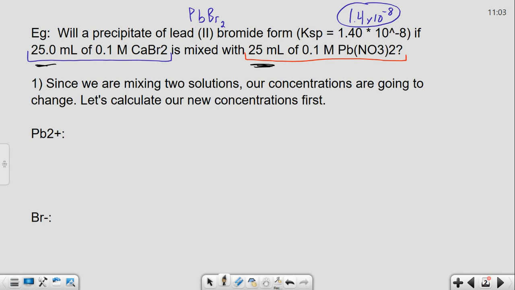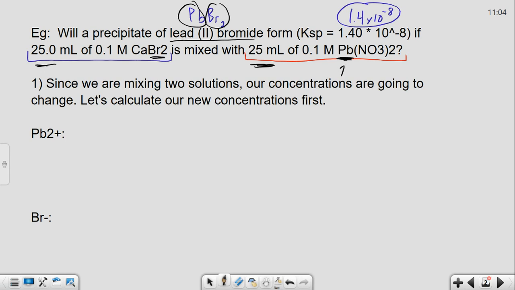So the only ions I care about are the lead 2 plus and the bromide. Those are the ones that I'm checking for. So I need to check my lead here and my bromine here. I can ignore the calcium and I can ignore the nitrate because they're not a common ion. They're going to have nothing to do with the solubility of my lead 2 bromide. So let's do lead first.